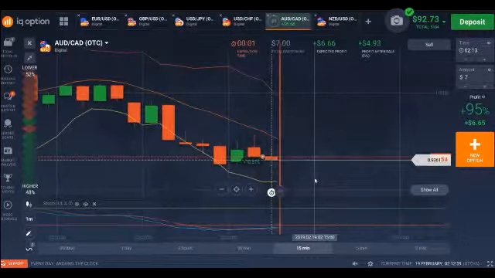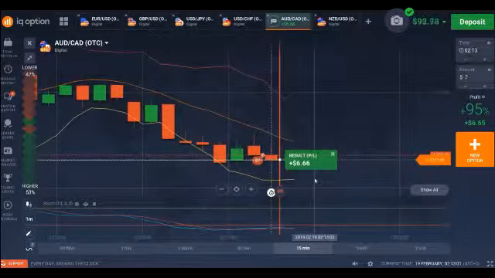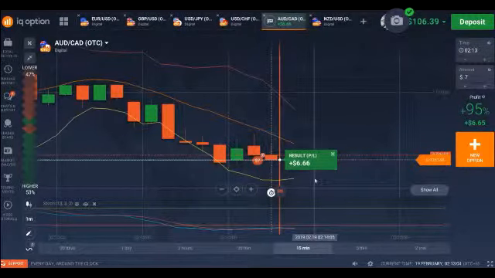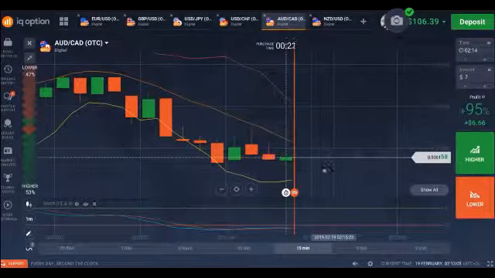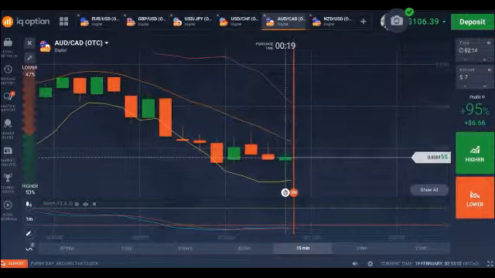Right, and yes guys, we won that trade and we got to 106, and now we stop our trading. Remember to always stop your trading when you achieve your target.